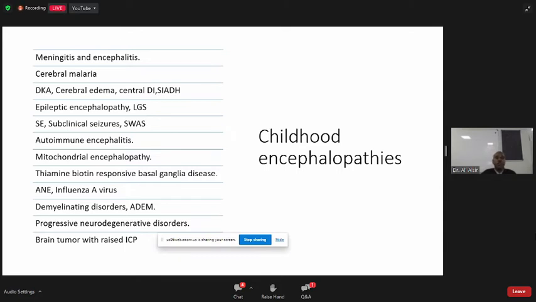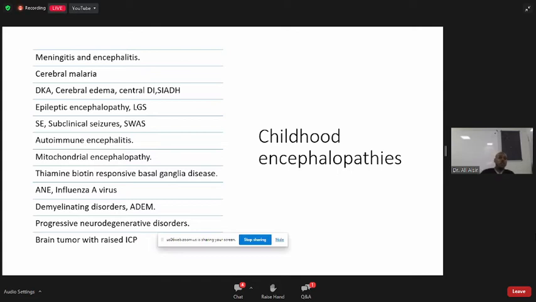So cerebral malaria is common in our setting, and also diabetic ketoacidosis is complicated with cerebral edema, central diabetes insipidus and SIADH, especially among newly diagnosed diabetics, particularly those who live away from the capital or away from health services. So usually they present late with a DKA complication, and this is a top emergency and one of the most common causes of encephalopathy in childhood.